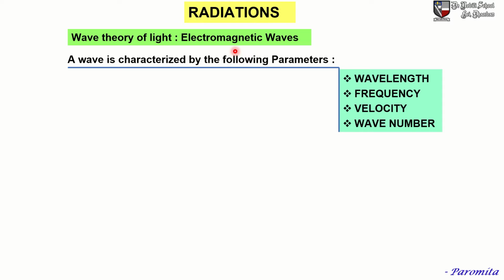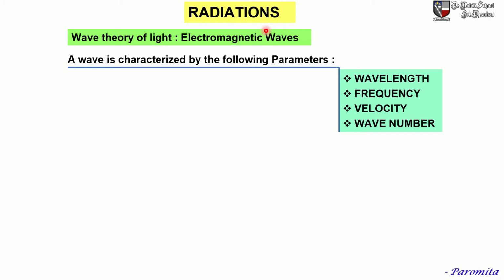In 1873, a Scottish physicist, James Clerk Maxwell, called this radiation electromagnetic waves or electromagnetic radiations because they were associated with both electric and magnetic fields. This gave birth to a new theory known as the wave theory of light. Now let us see some of the characteristics of this wave theory of light. The first point is that light is transmitted in the form of electromagnetic waves.